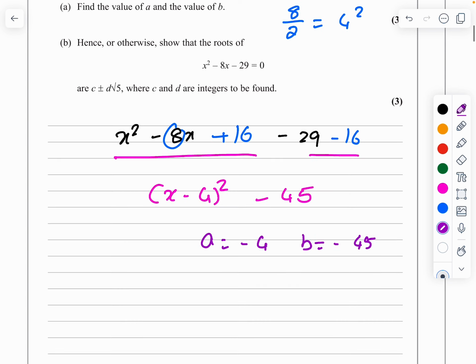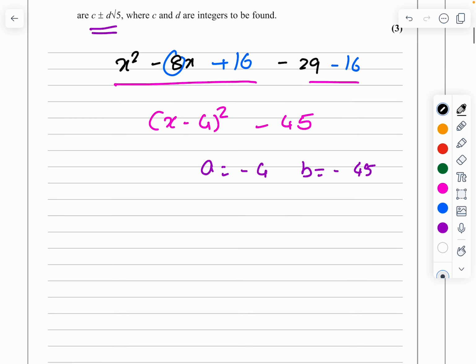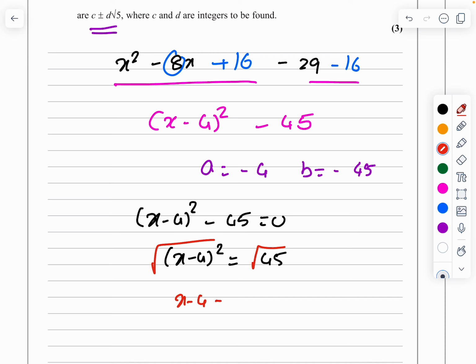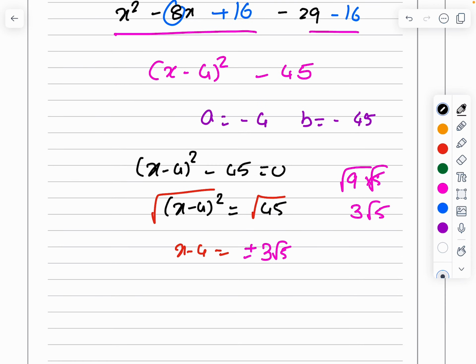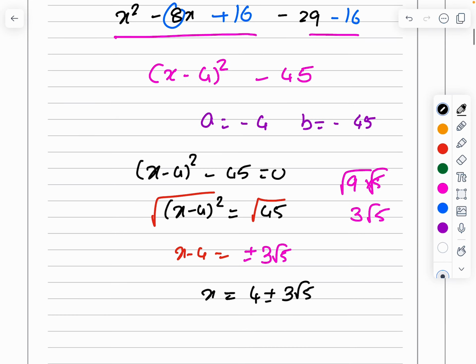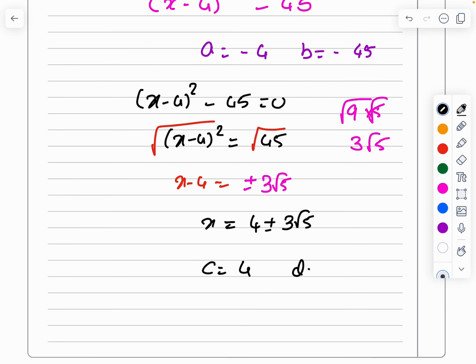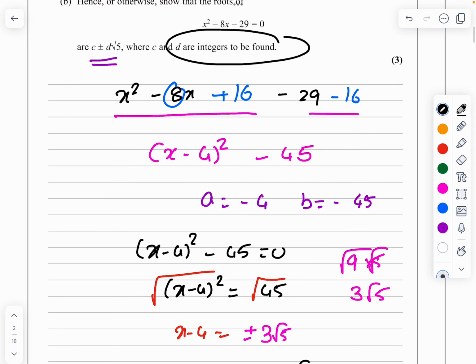Hence or otherwise show that the roots are in this form. So we have to find the roots of this equation. So (x minus 4) whole squared minus 45 equals 0. (x minus 4) whole squared equals 45. Then square root on both sides. So x minus 4 equals square root 45. 45 can be written as 9 times 5. Square root of 9 is 3, so 3 root 5. So it is plus minus 3 root 5. So negative 4, when I move it to the other side, it becomes 4 plus minus 3 root 5. So where C and D: C equals 4, D equals 3. Because he told that C and D are to be found, so we have to write the values of C and D.